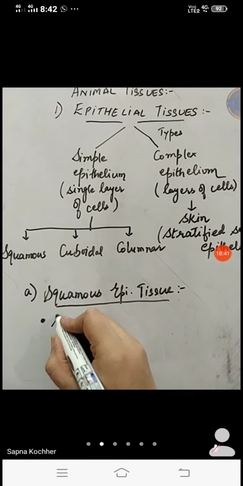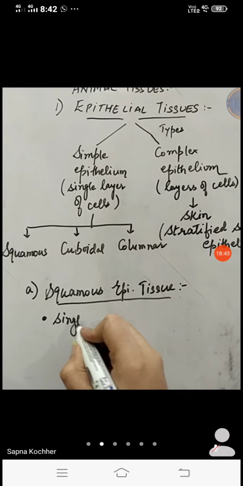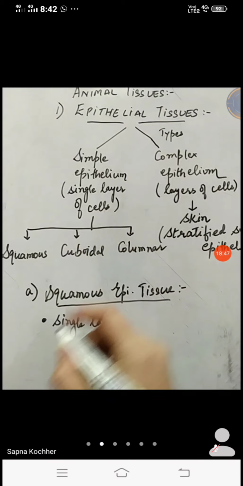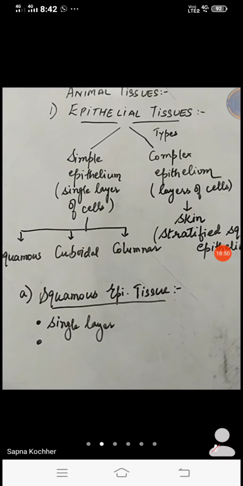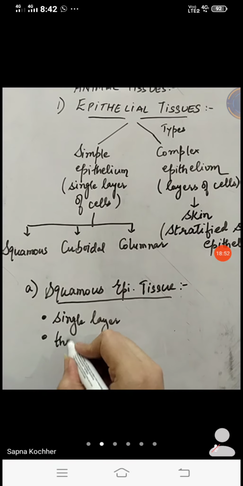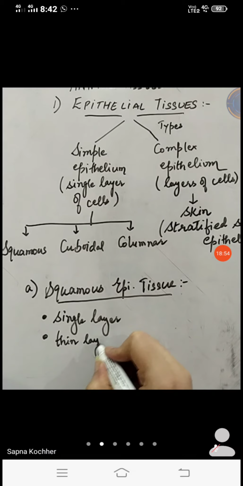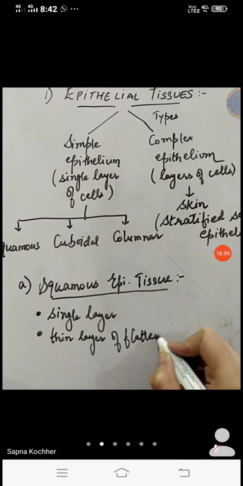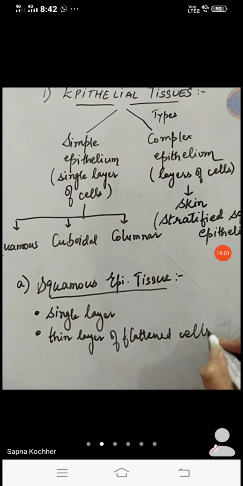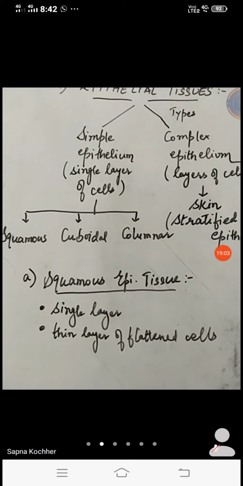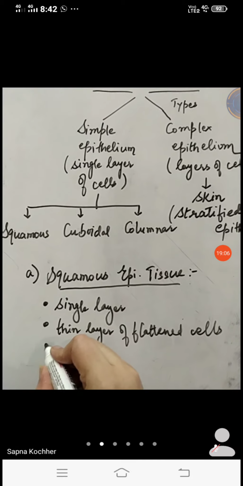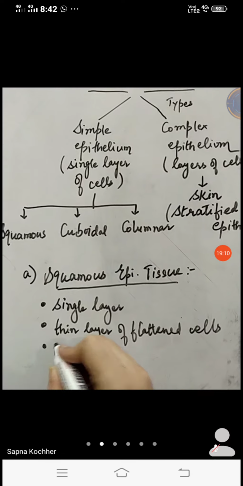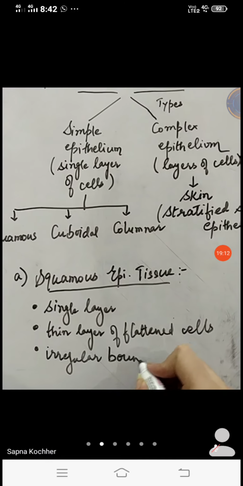Number one, this is present in a single layer because they are the simple epithelium. Secondly, they are made up of a thin layer of flattened cells. And thirdly, they have irregular boundaries.